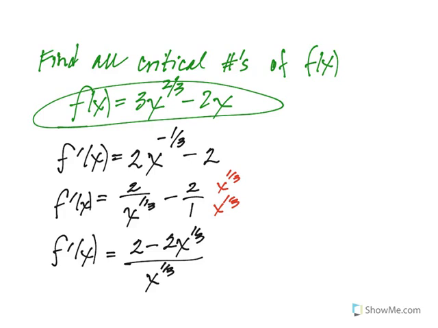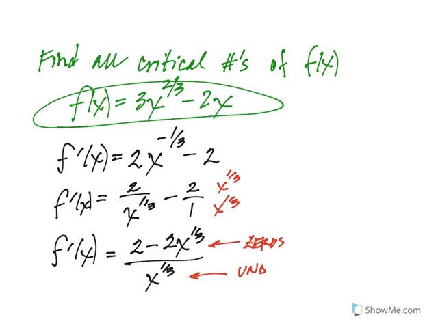All right, now, critical numbers are going to come from where the first derivative is equal to 0 and where the first derivative is undefined. And if you recall from last chapter, zeros come from the top of a fraction and undefined comes from the denominator.